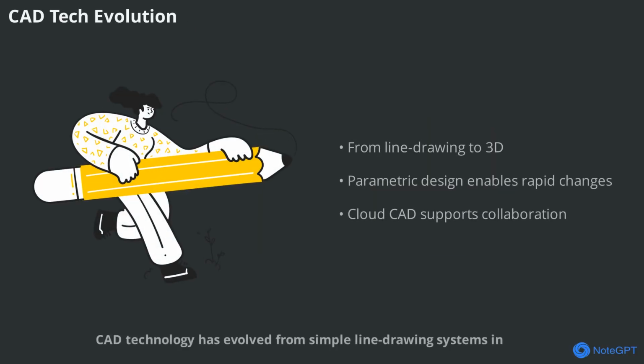CAD technology has evolved from simple line drawing systems in the 1960s to advanced 3D modeling and cloud-based platforms today. Early CAD was limited to basic graphics, but affordable 2D drafting software like AutoCAD made digital design accessible. The shift to 3D solid modeling and parametric design enabled complex forms and rapid changes. Modern CAD platforms support real-time collaboration and AI-driven generative design, transforming architecture and engineering workflows.